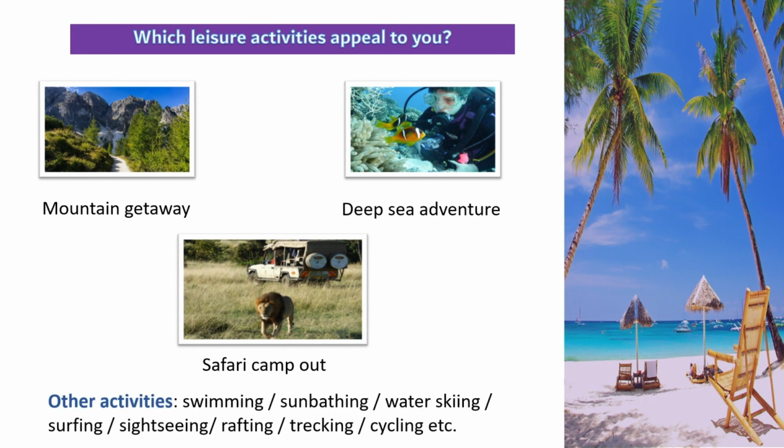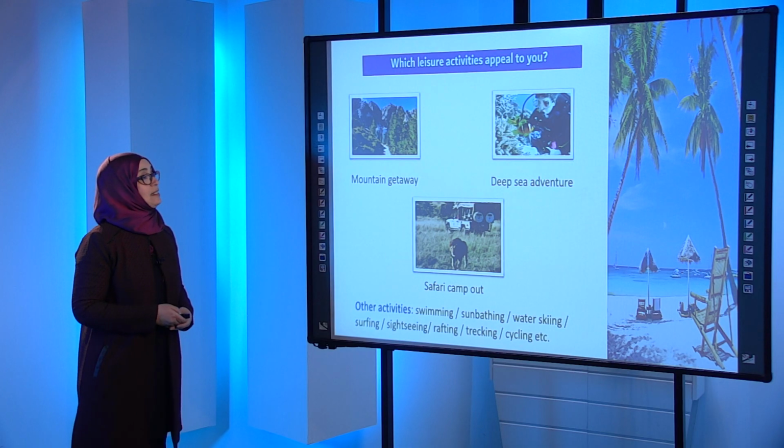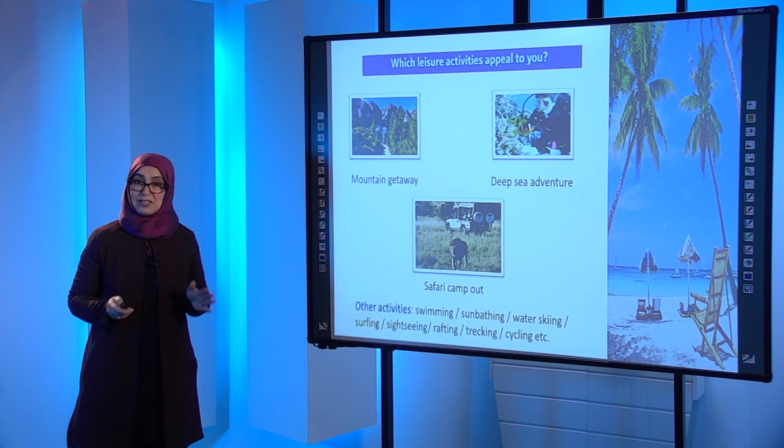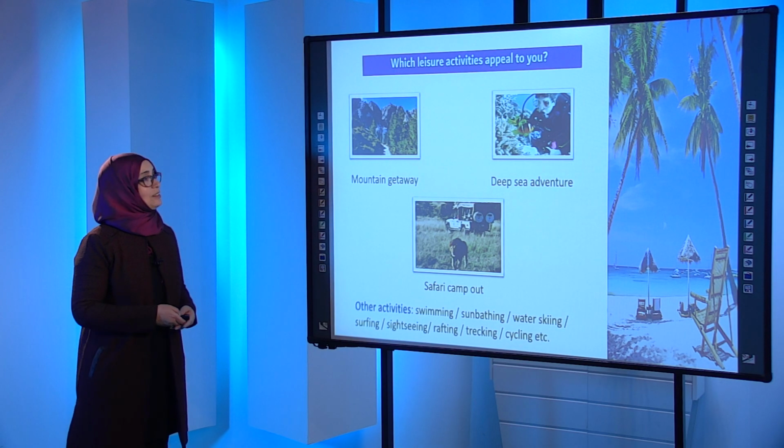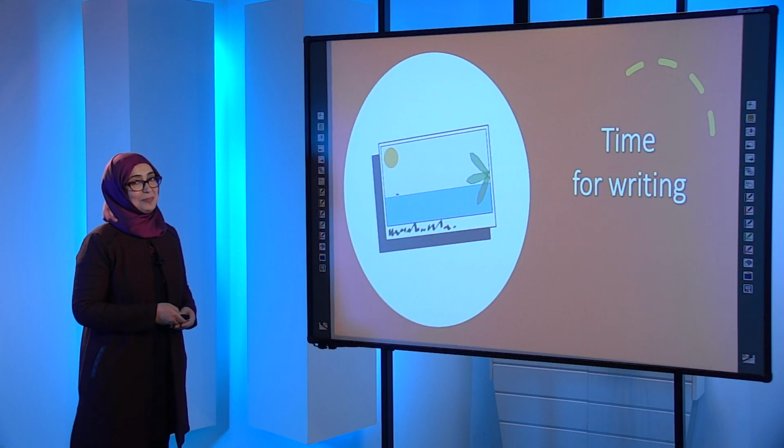The travel agent could have suggested to Anna other activities like swimming, sunbathing, water skiing, surfing, sightseeing, rafting, trekking, cycling, etc. But he didn't. Now we have played our cards right. Let's move on to writing.